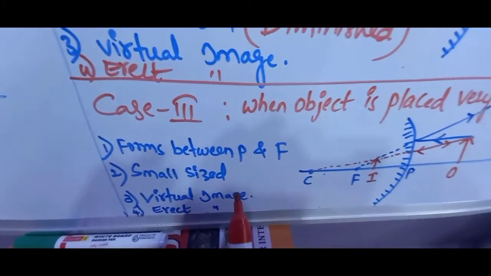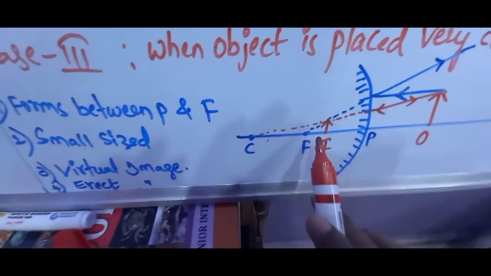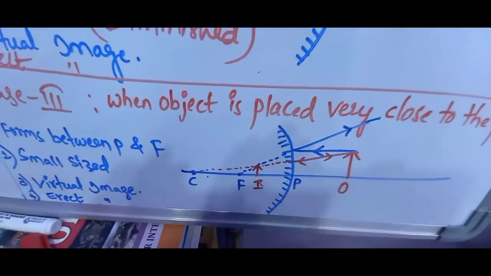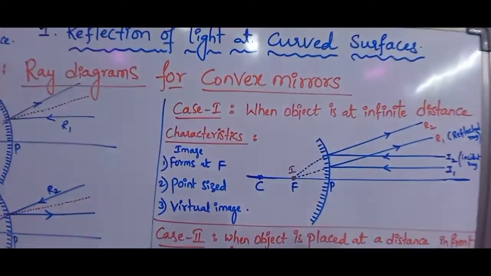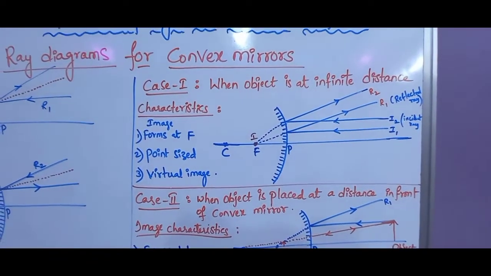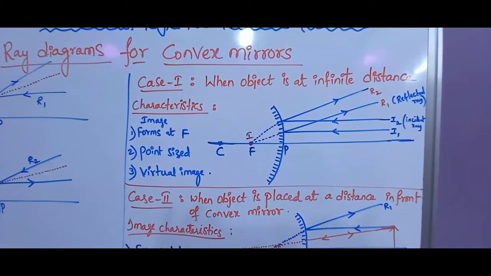Hence we can also say a diminished image is formed, and it is a virtual image because we cannot catch this image on the screen, and it is an erect image. So these are the characteristics of the image formed in different cases whenever the object is placed in different locations in front of the convex mirror. These are the characteristics of the image formed by the convex mirror.